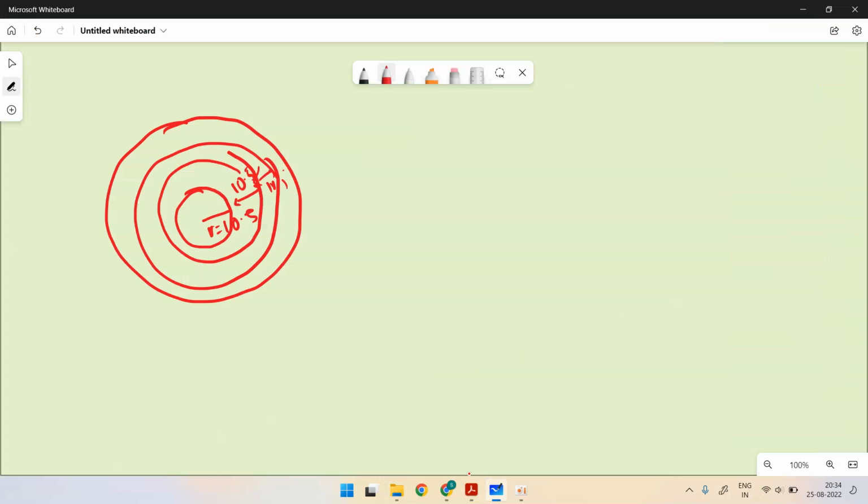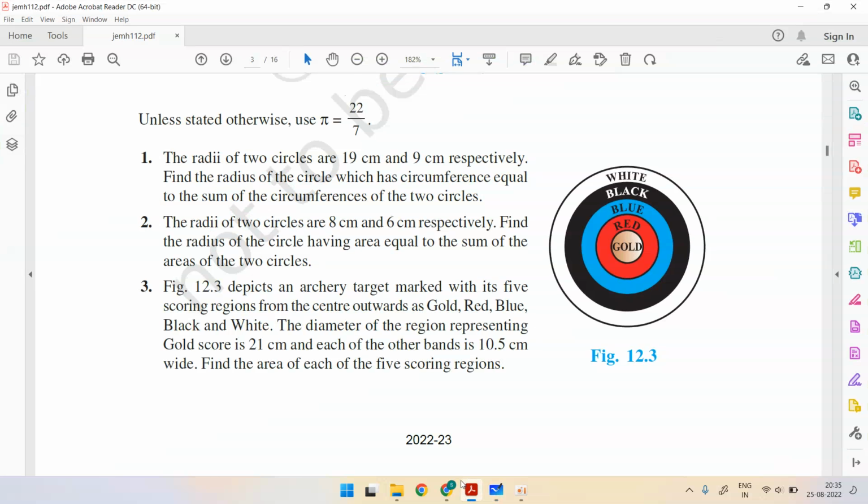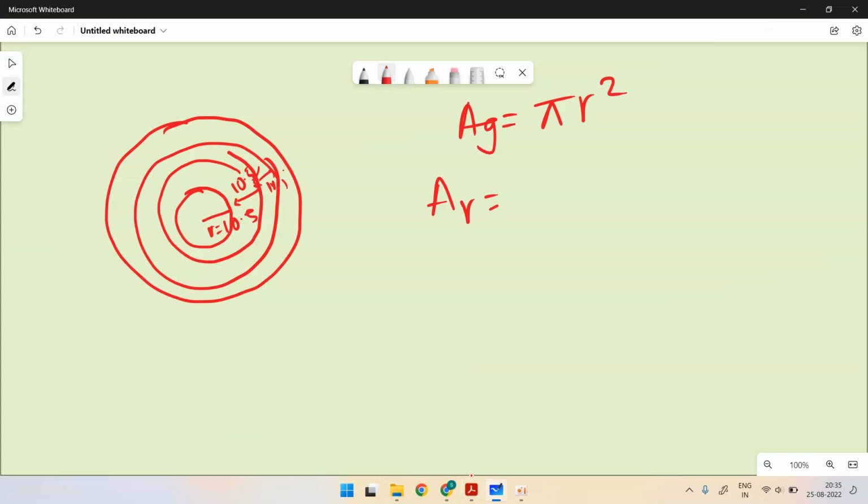See, the area of gold will be pi r square. The r is 10.5. Now the area of red will be, see, only this much is red, so pi times (r plus 10.5) whole square, minus pi of gold square up till here, the area of this pi r square.